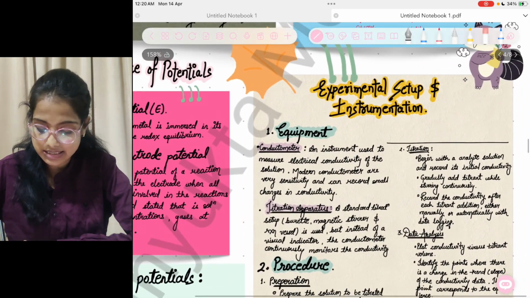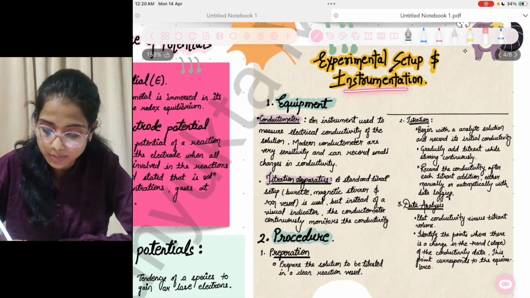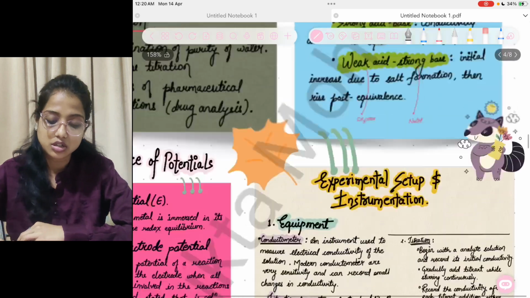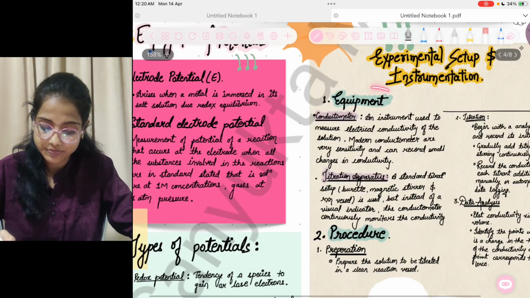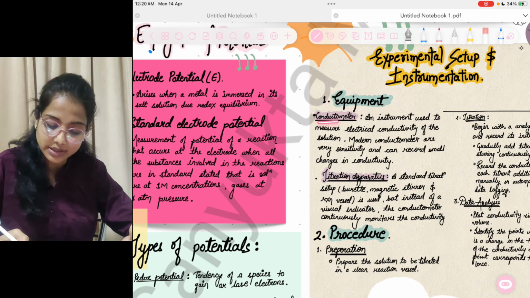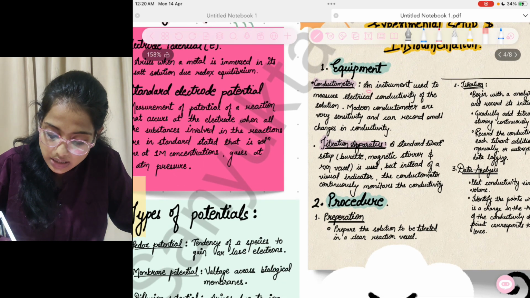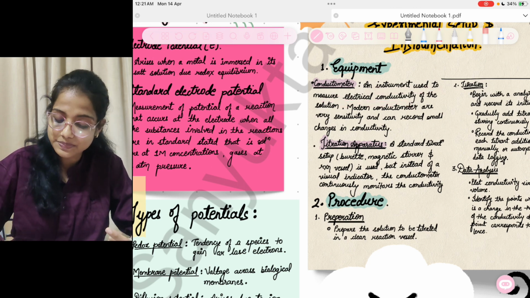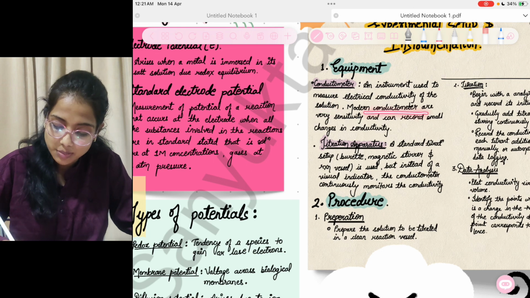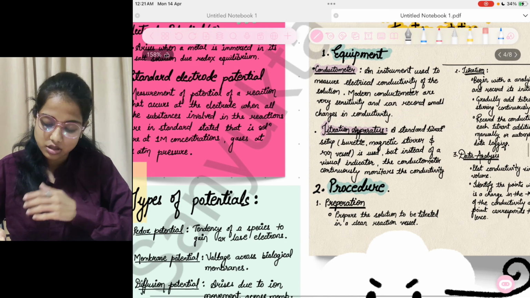Now let's have some extra edge, that is experimental setup and instrumentation. How will we do the conductometric titration? First of all, the equipment will be a conductometer and titration apparatus. The conductometer is an instrument used to measure electrical conductivity of the solution. Modern conductometers are very sensitive and can record small changes in conductivity.